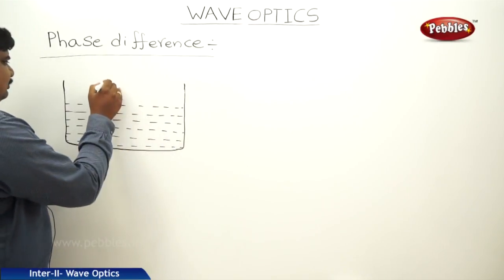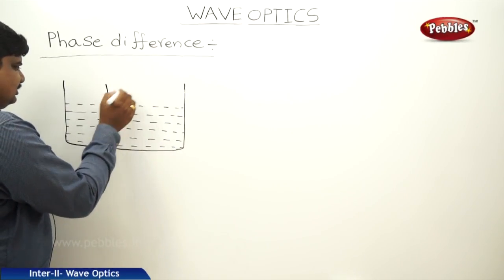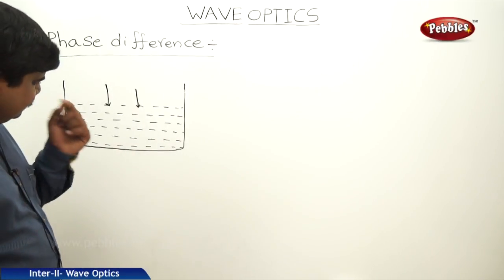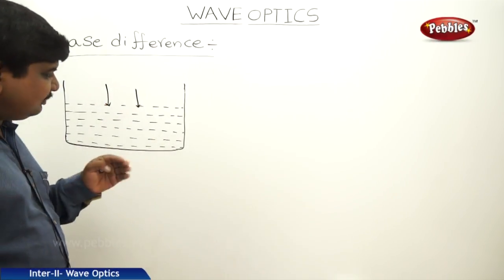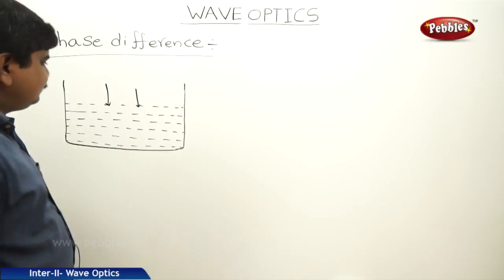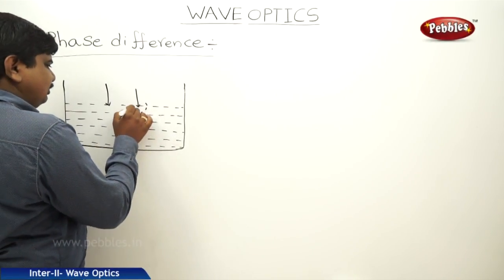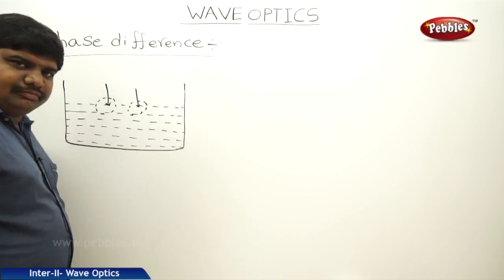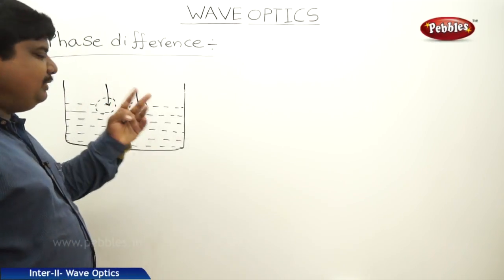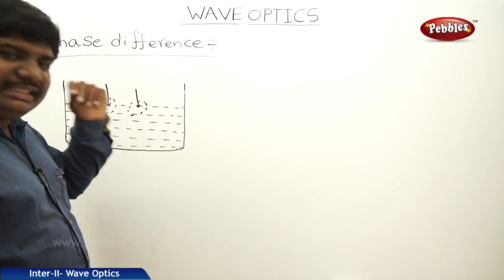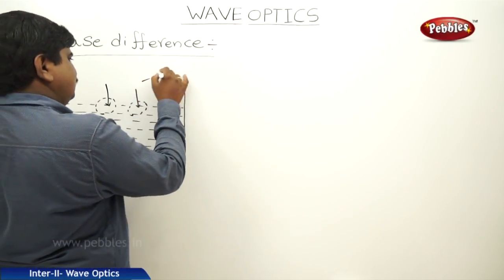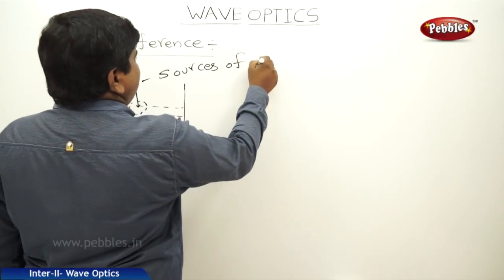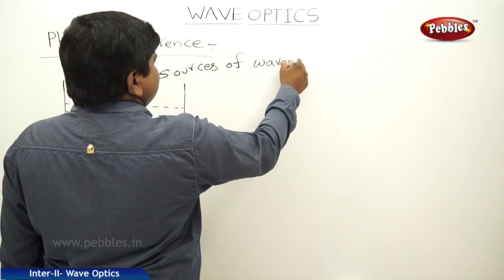If these 2 pins disturb the water at the same time at different spots, each disturbance will create a wave pattern. We know that. So around one pin one wave will be created, and around the other one wave will be created. These 2 pins are acting as sources of waves.